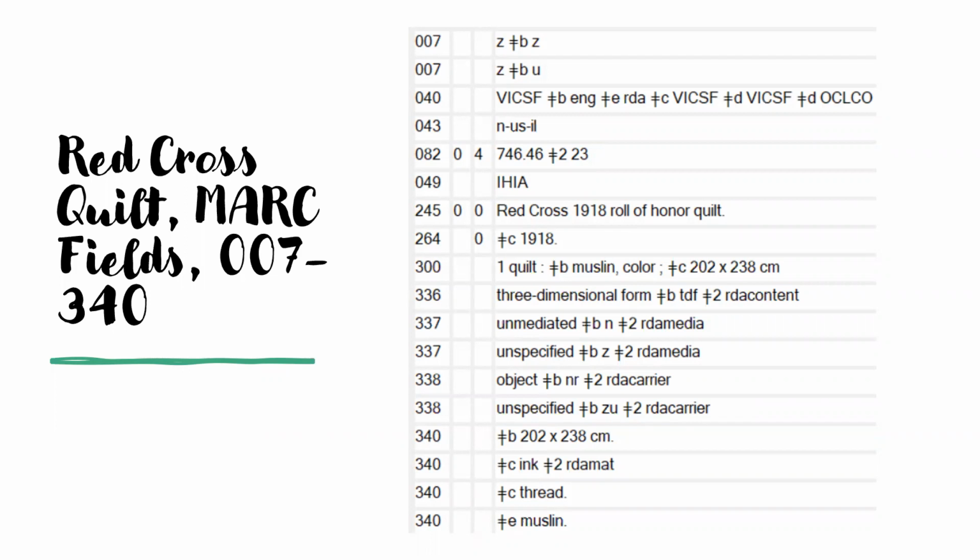And then for more information about the 007 field, you can check out the bib formats and standards page. The 043 field, geographic area code, is coded for Illinois. The 264 field, production, publication, distribution, manufacture, and copyright notice, has a second indicator of 0 for production. And we know that this quilt was created in 1918, which is why the date is 1918.